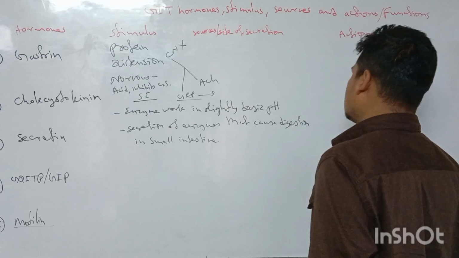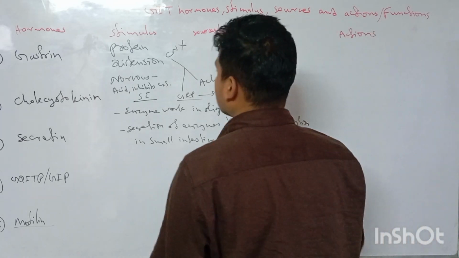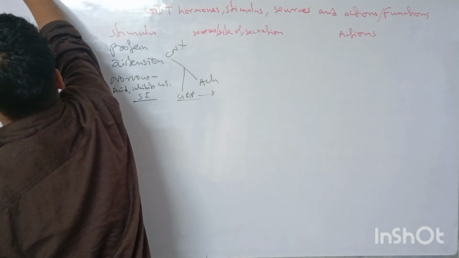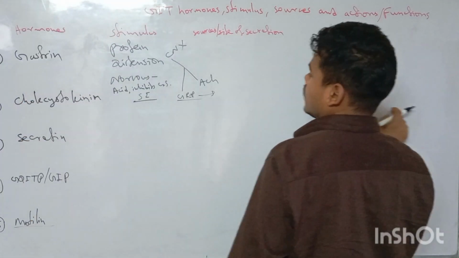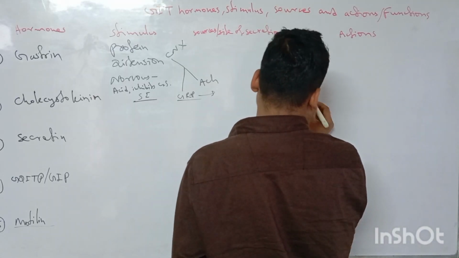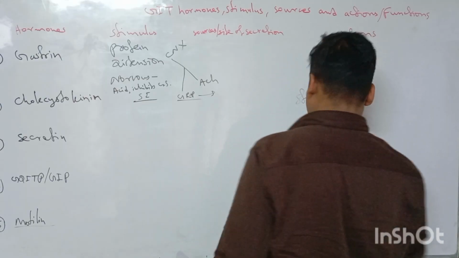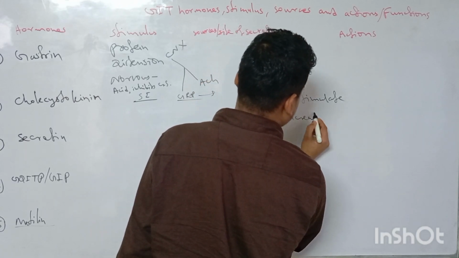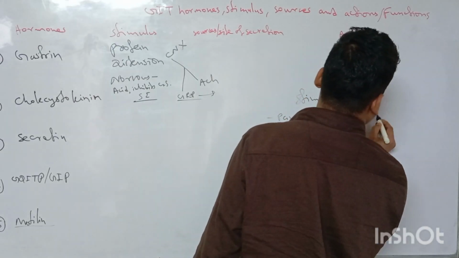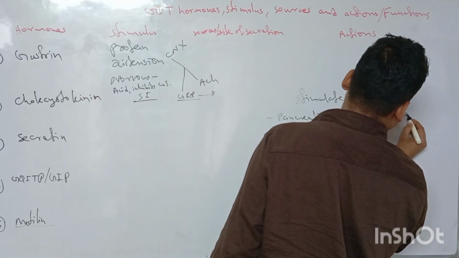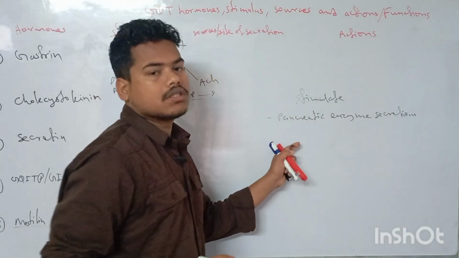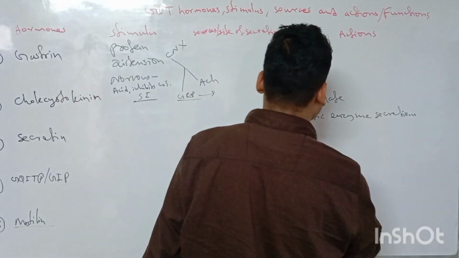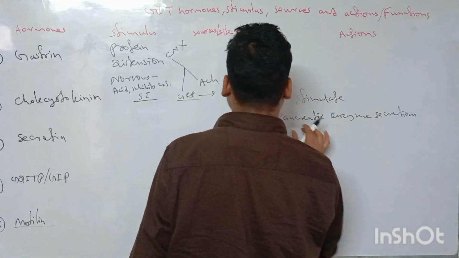So let's talk about cholecystokinin. Cholecystokinin actions, we will be talking about this. It will stimulate, the major one is, pancreatic enzyme secretions. Pancreatic enzymes contain trypsin, chymotrypsin, pancreatic alpha amylase, and then the lipase. So pancreatic enzyme secretion will be enhanced by this cholecystokinin.